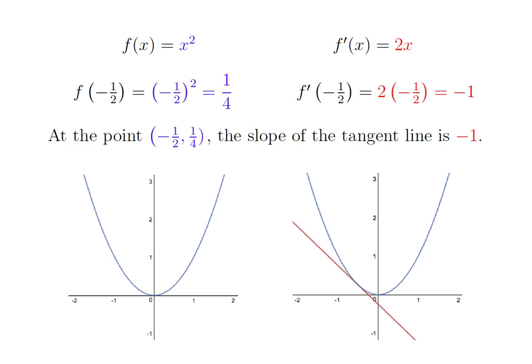And with the graphs, we can see that on the right, at the point negative 1/2, the slope is negative 1. I have taken out the grid lines, but if you look at that, you can see that the slope goes down at a slope of 1.